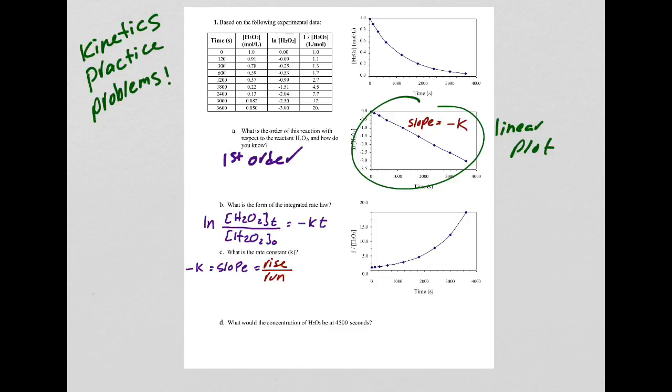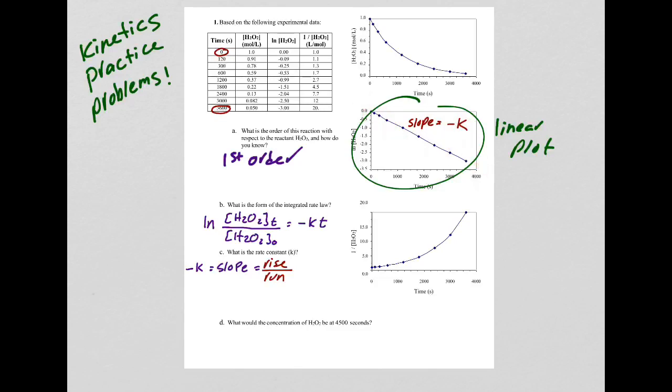Now, you may pick points that are different than mine. I'm gonna pick 2 points: time 0 and time 3600. Those are the 2 points I'm going to take. You guys are good so far? Okay. All right. Now, again, what I'm trying to do one more time: the slope on this graph is going to tell me what the rate constant is.